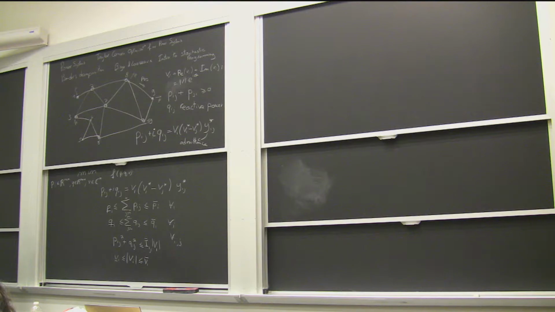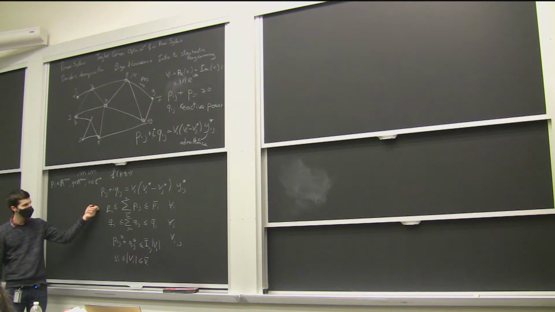Yes? So we can go through every constraint. These constraints, it's linear, yes? Linear. This one, second order cone.